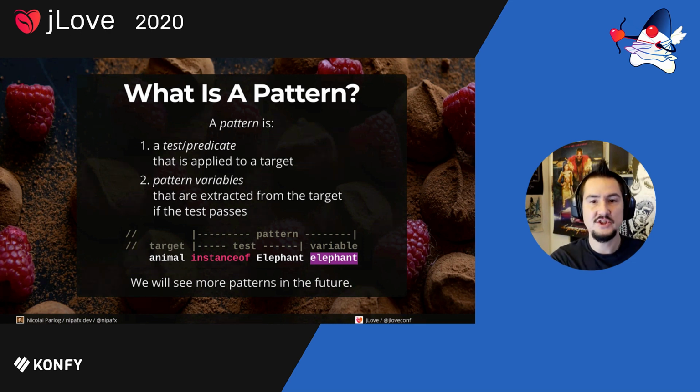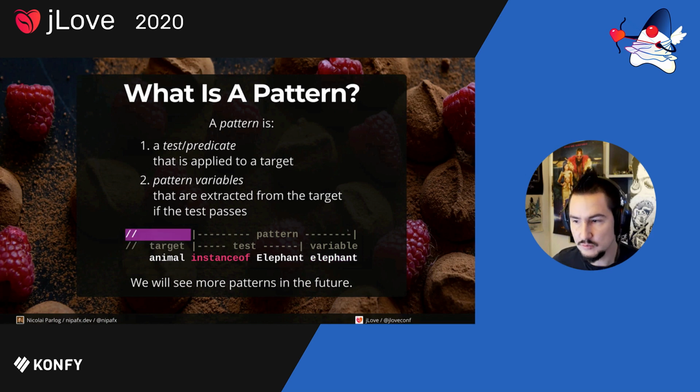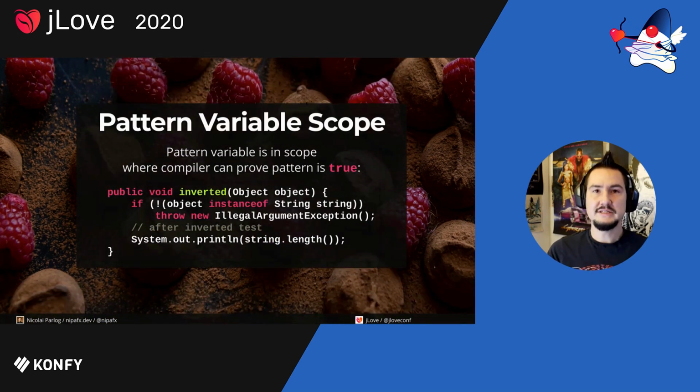So you always have these three things. You have a target, you have a test for a target, and you have some kind of pattern variable or variables, could be more than one, where you're extracting stuff into if the target passes the test. And the last two together are called the pattern. And as I mentioned, we will see more patterns in the future. The interesting bit is that pattern variables are scoped wherever the compiler can prove that the pattern is true.